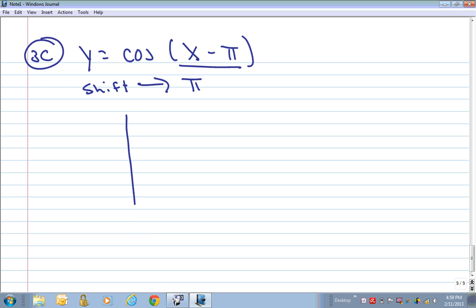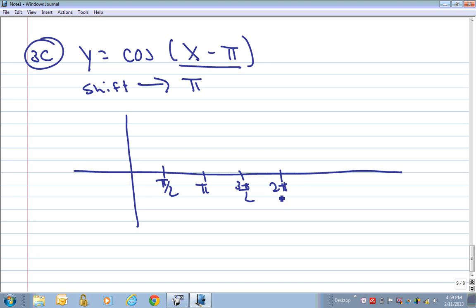All right, so our cosine graph, let's see what happens. So this is pi over 2, pi, 3 pi over 2, 2 pi. And because we're going to go to the right, I'm going to add some. So this will be 5 pi over 2, 3 pi. Our amplitude is 1. I'm just going to label this 1, just to make it easier to graph.